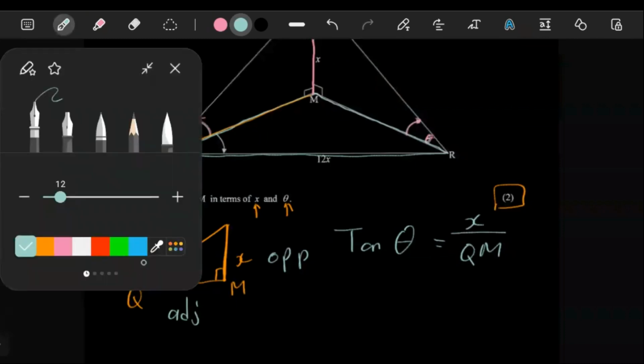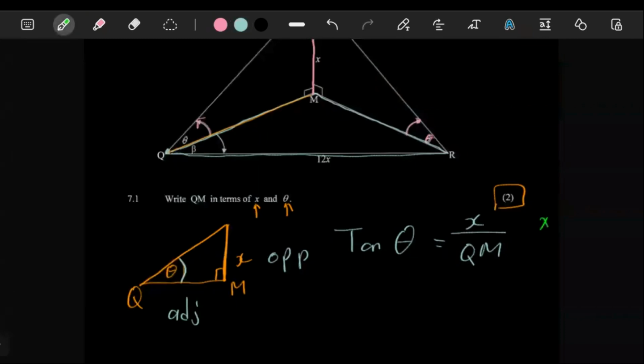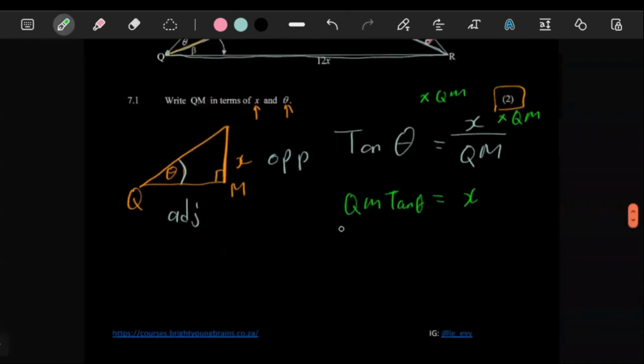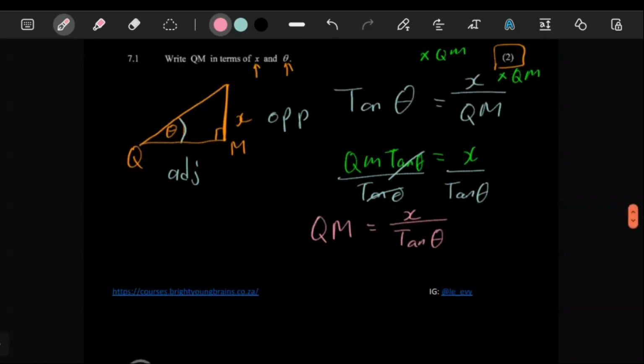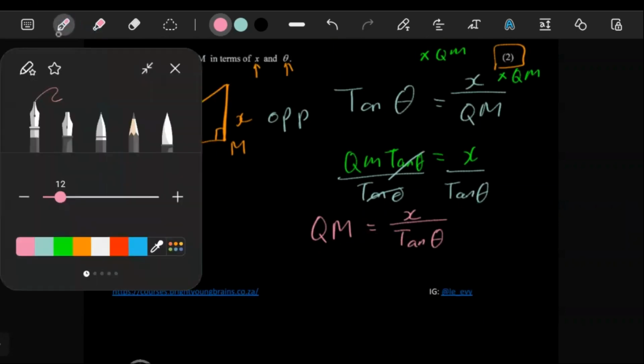Isolating QM, you can firstly just multiply by QM on both sides. Times by QM here, times by QM there, you're going to have QM tan theta. And then to get QM on its own, you're going to divide by tan theta on both sides. Divide this side by tan theta, and then divide this side by tan theta. That is the way I like it. So this is X over tan theta, like that. And that's 2 marks only. So yeah, it is good.